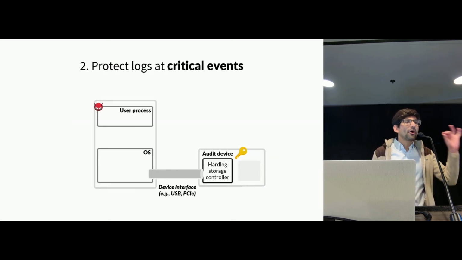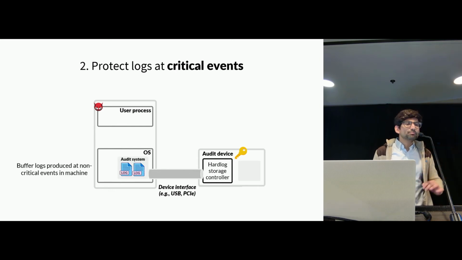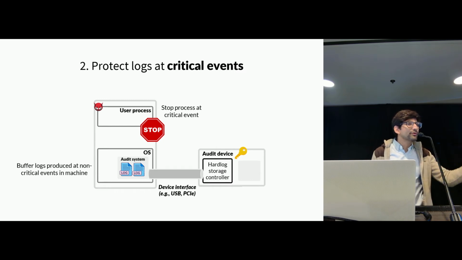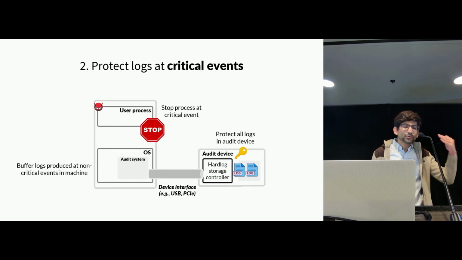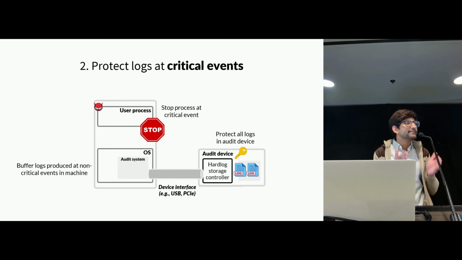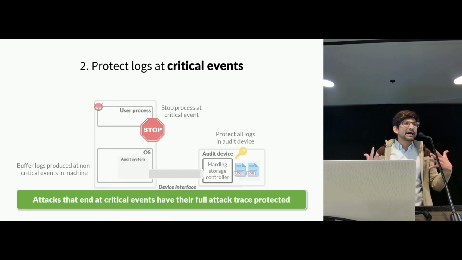Leveraging these insights, HardLog then protects logs at critical events. The idea is to buffer logs that are produced at non-critical events in the machine. Whenever a critical event happens, you stop the process before the event is allowed to execute, and you protect all of the logs still stored in the machine by sending them to the audit device. What this ensures is that all attacks that end at a critical event, which as we've seen is true for many typical attacks, have their full attack trace protected before the critical event happens.